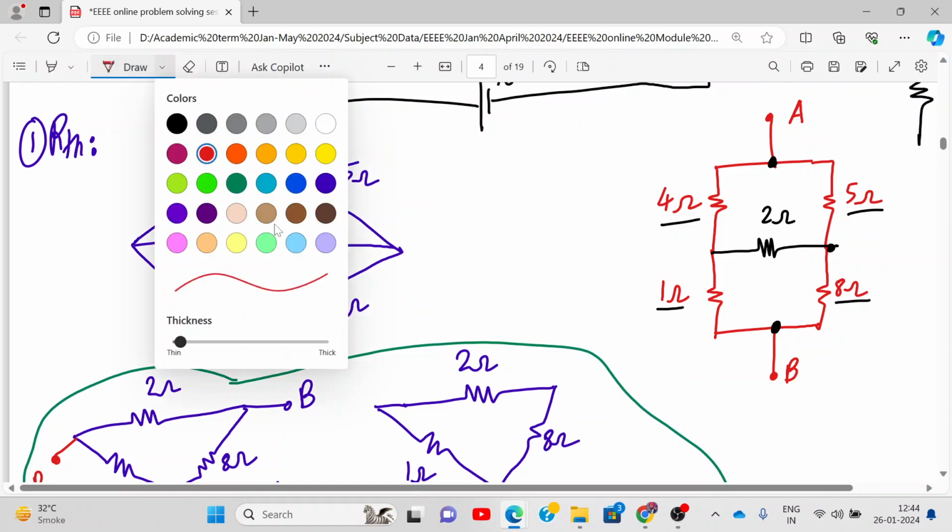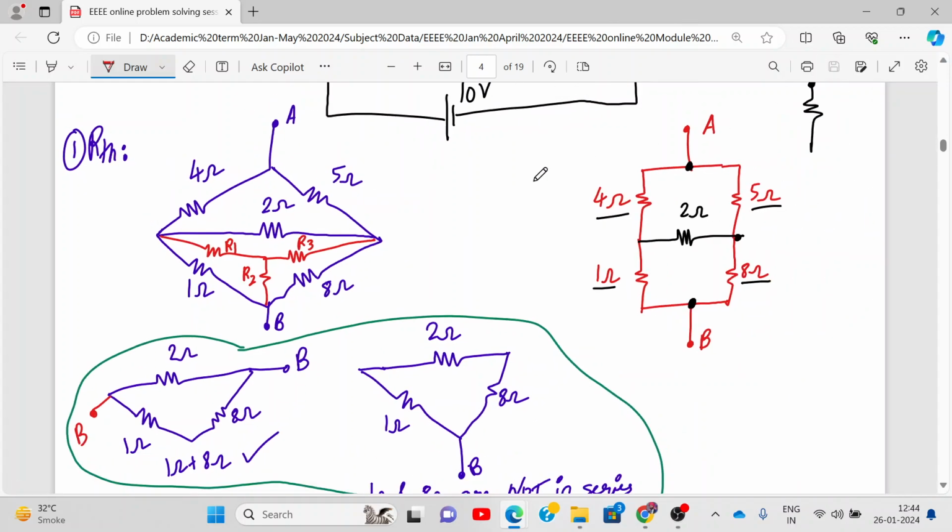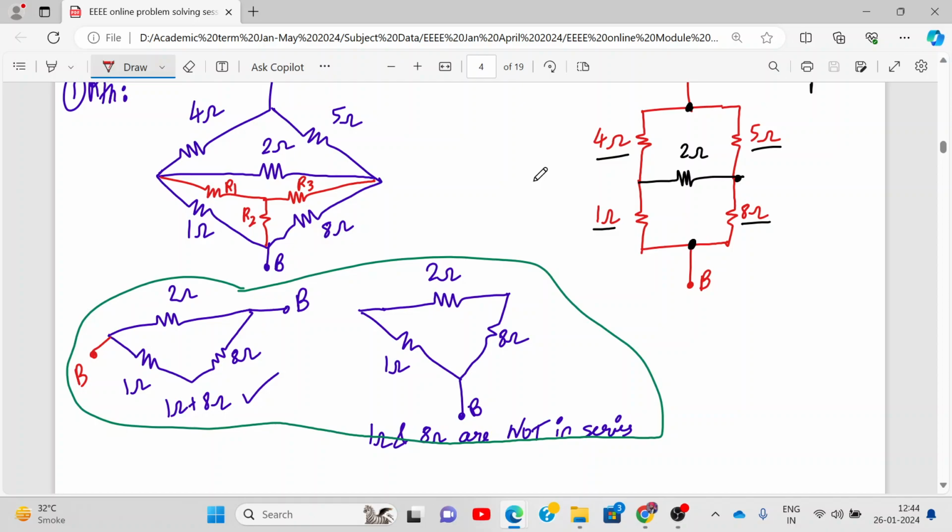So for converting into star, draw that star network like this. Let me call these resistances R1, R2, R3. Now refer to the formula for delta to star and tell me what is R1. How do you write R1? 2 ohm into 1 ohm, right?